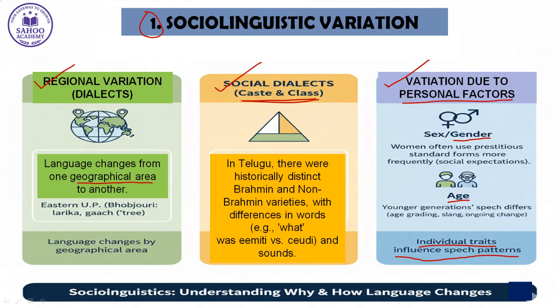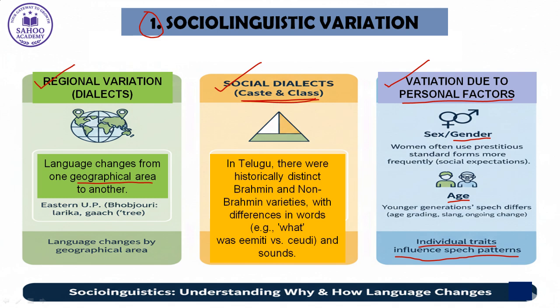But when you discuss age, we all know that the speech of younger generations differs from their elders. But why? This is partly because of age grading and partly may be due to the generation gap. Another reason may be due to the natural ongoing language change. So what is age grading?